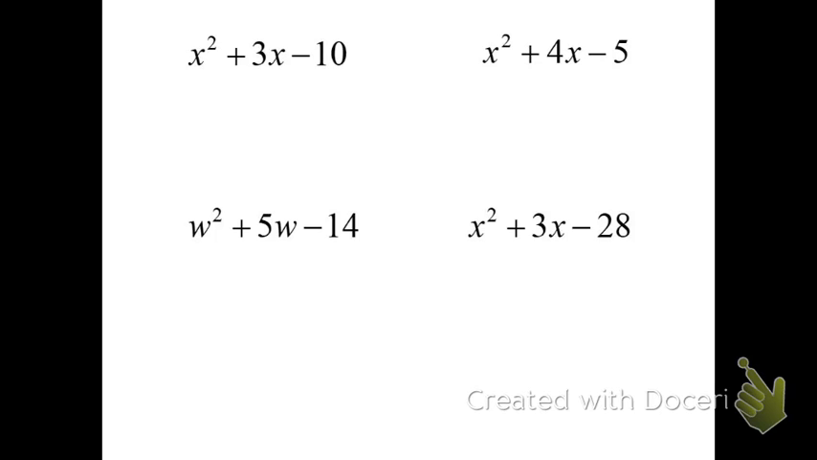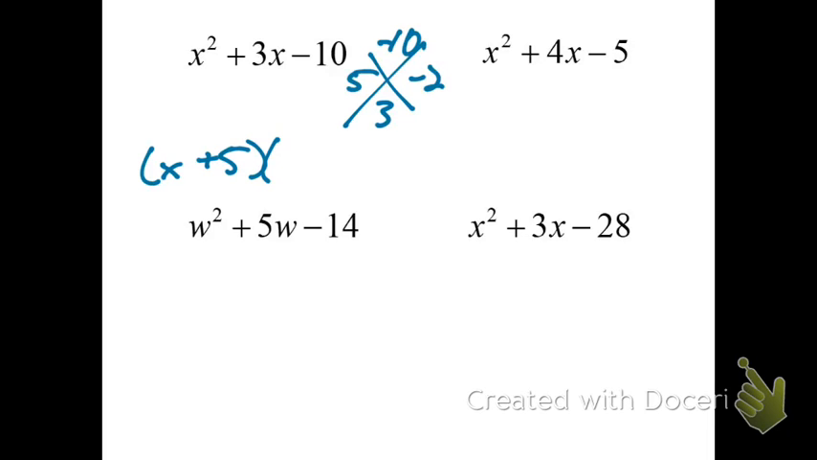Do this nice shade of blue right here. So two numbers multiply to negative 10 and add up to a positive 3. It's going to be 5 and negative 2. So x plus 5 and x minus 2. Matter of fact, you can pause before I finish the next 3 and try them on your own, and then I'll let you know if you got them right.